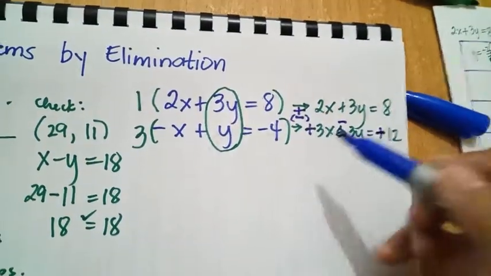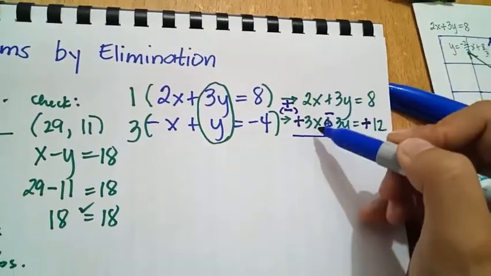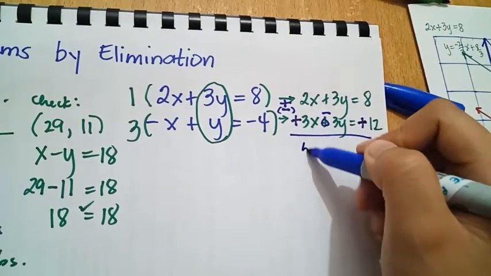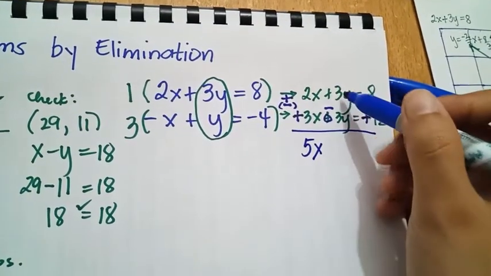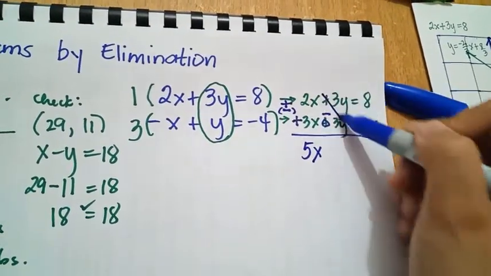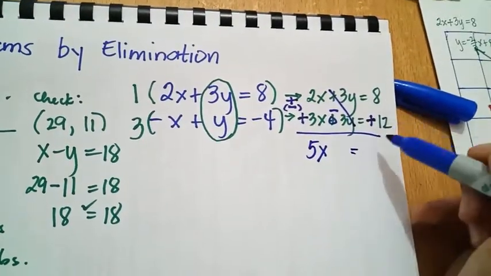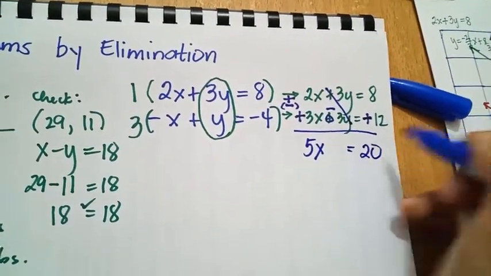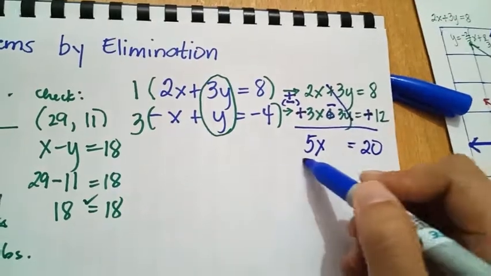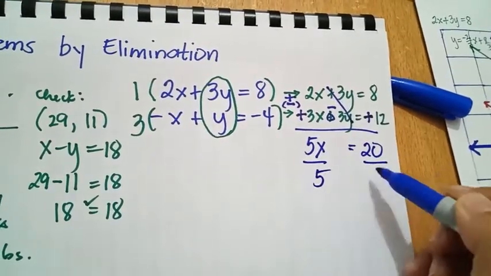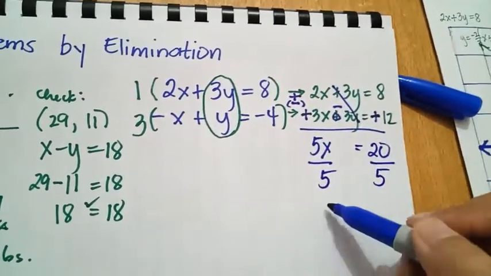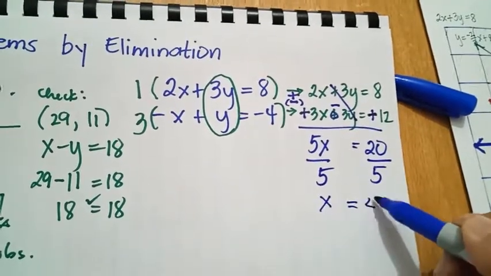Then, saka ka lang mag-add. Okay? So, when we add, 2x plus 3x is 5x. 3y plus negative 3y is 0. Then, 8 plus 12 is 20. Again, dividing the whole equation by 5, we will have x equals 4.